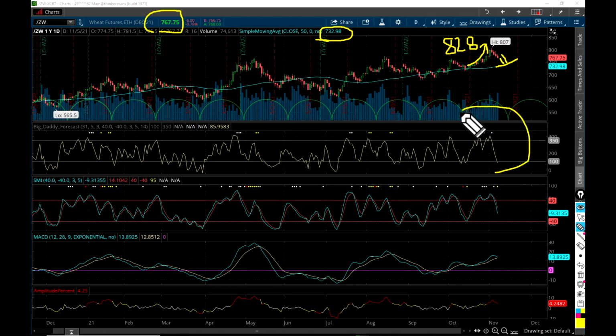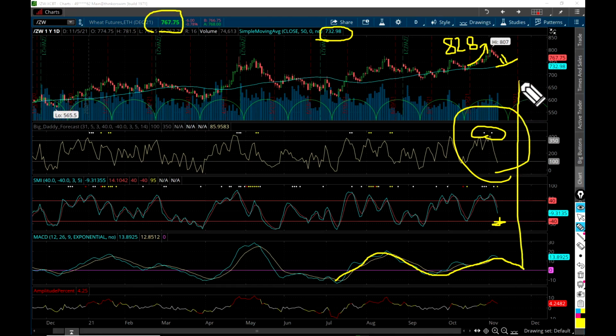You can already see on the Big Daddy, we've had the warnings, and Big Daddy's come all the way down to its bottom line, but the SMI hasn't quite got down there yet. And the MACD, which is a slower indicator, you can see how it oscillates kind of slow, and that's good. We like to see it. Maybe something like that, return to the zero line way out here. We'll see how fast it comes down.